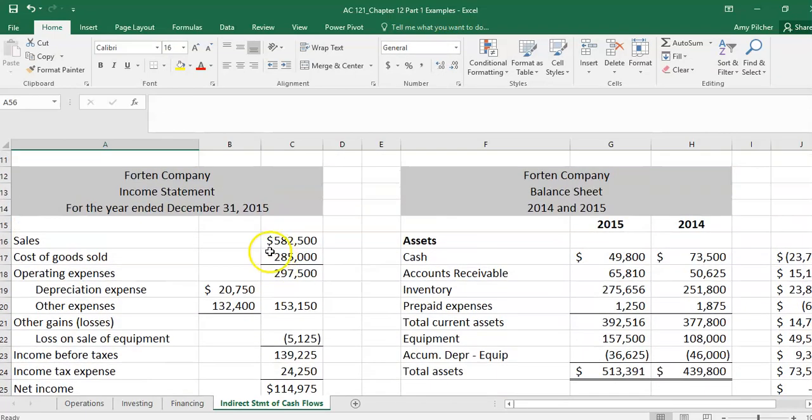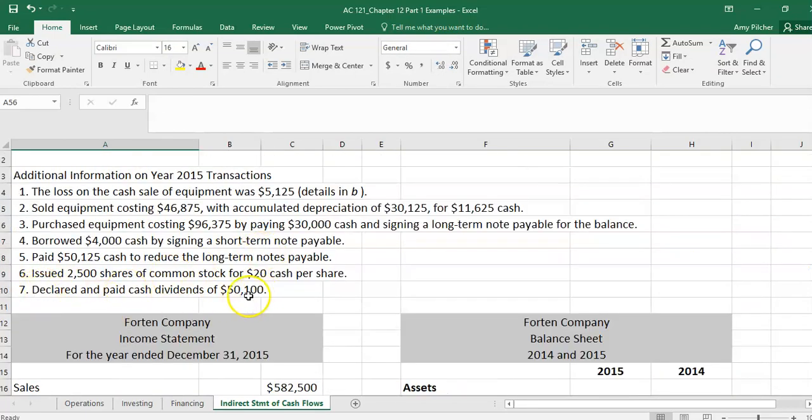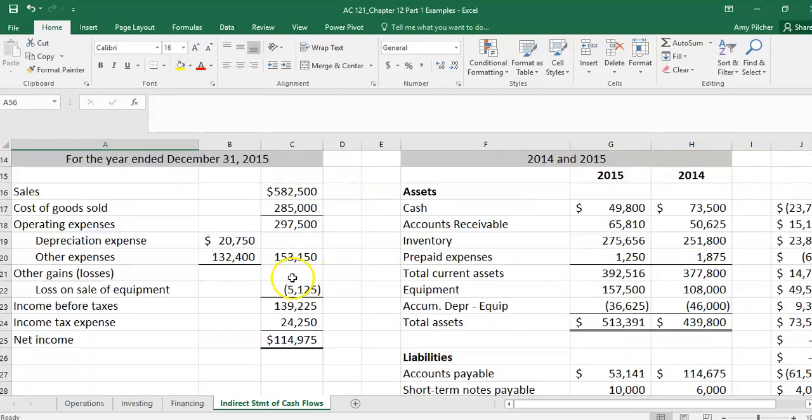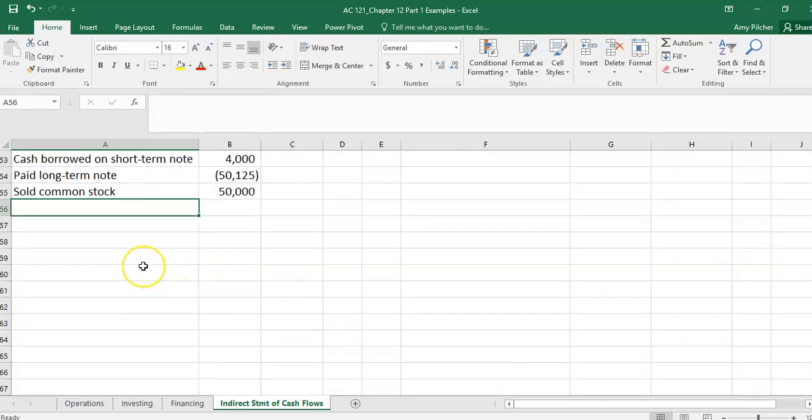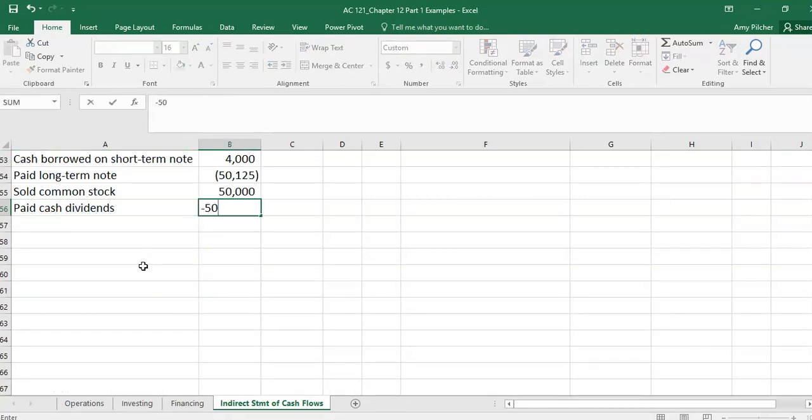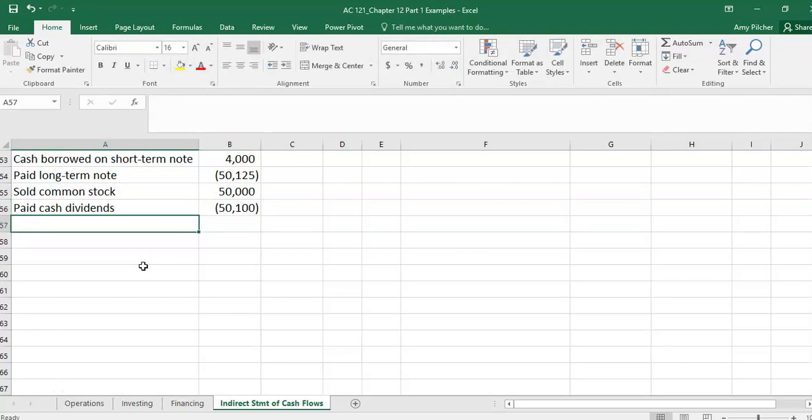And our last item is cash dividends of $50,100. So we paid cash dividends $50,100. We add all those together, and that gives us our net cash from financing activities.